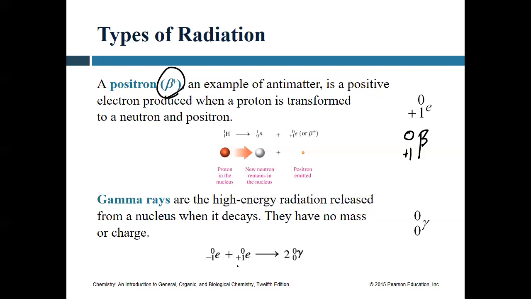These come from what we call annihilation reactions. I've got two antiparticles. The beta particle, which is negatively charged, and the positron, which is positively charged. When these two antiparticles collide, then the resulting nuclear reaction is what gives us gamma rays.